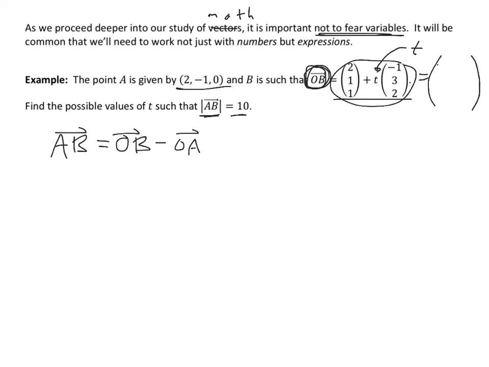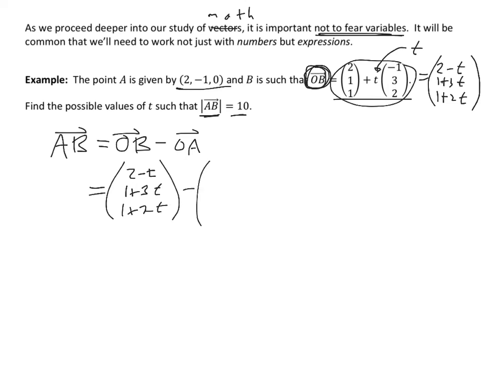This thing is basically 2 minus t for its x component. It's 1 plus 3t for its y component, and it's 1 plus 2t for its z component, right? So when I'm asking you to find vector AB down here, I'm just saying make it 2 minus t, 1 plus 3t, and 1 plus 2t. Take that and subtract OA from it. So 2, -1, 0. So you should very much be able to do that.